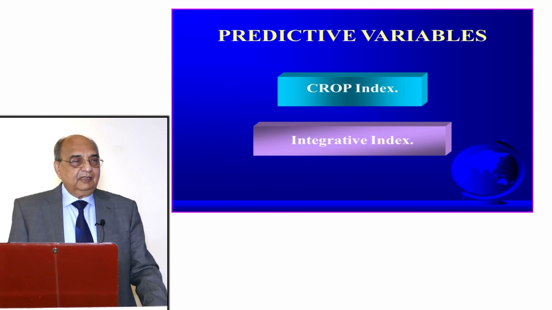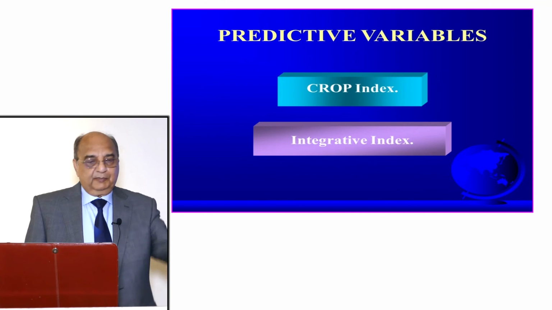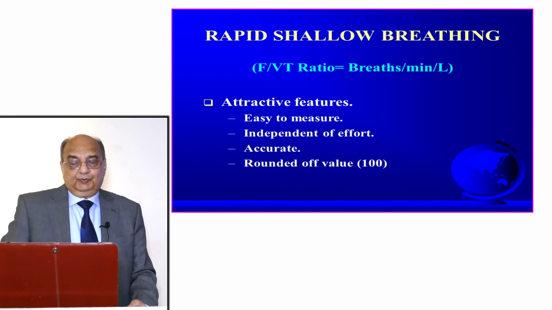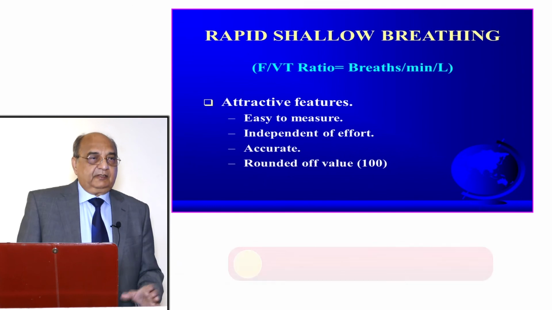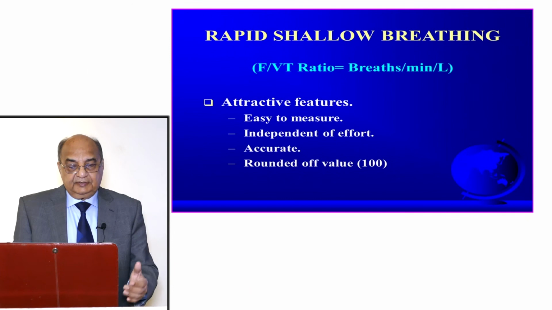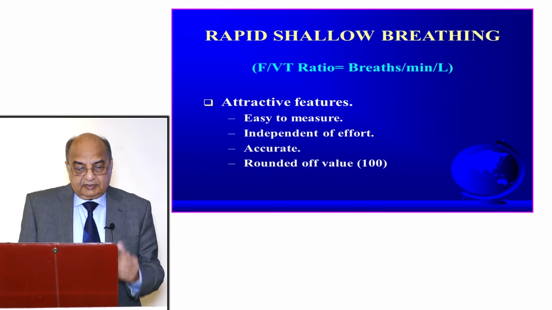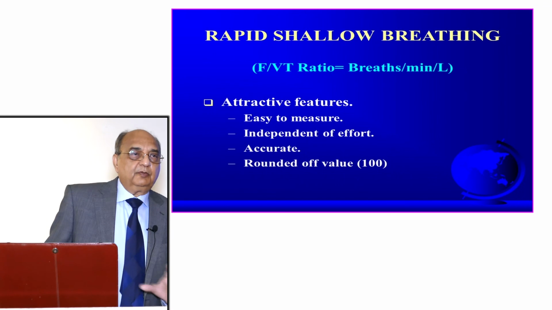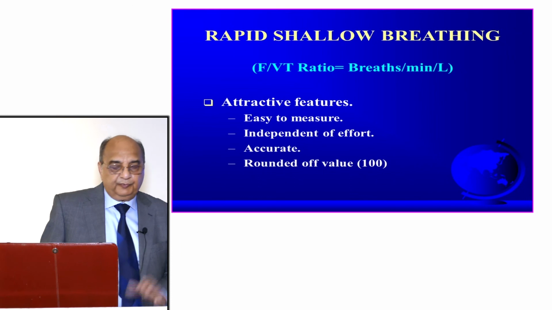Then they do some other tests also. This is called the CROP index or integrative index, which I'll mention a little bit later. Now this ratio, frequency over tidal volume ratio, is in breaths per minute per liter. That is the unit for it. Attractive features: easy to measure, very independent of effort of the patient, and accurate. The value should be around 100. Then you say that it will be successful weaning.